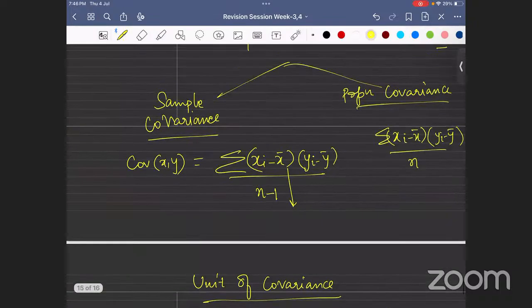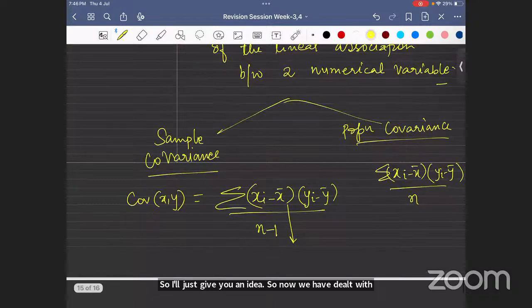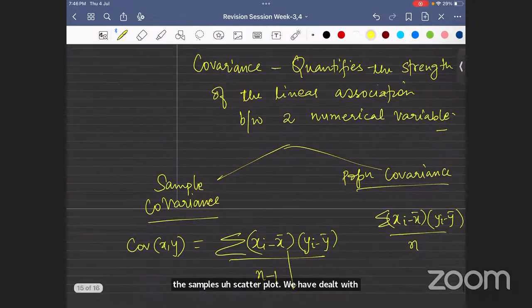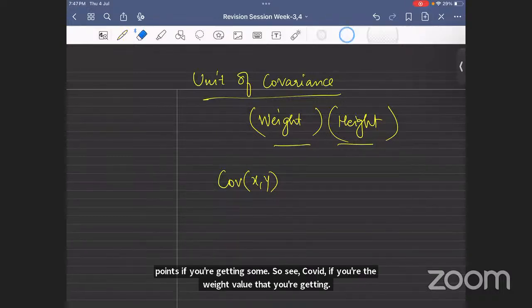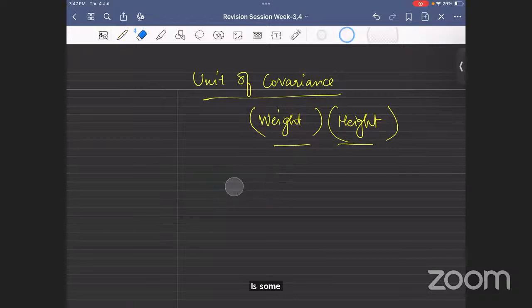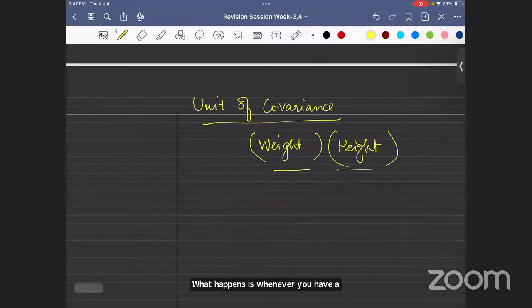Now we have dealt with the scatter plot and the covariance. Covariance helps you measure the strength of the linear association between two variables. We have already dealt with the unit. For this covariance, the unit is in the form of whatever units were associated with the numerical variables that have been given to you.